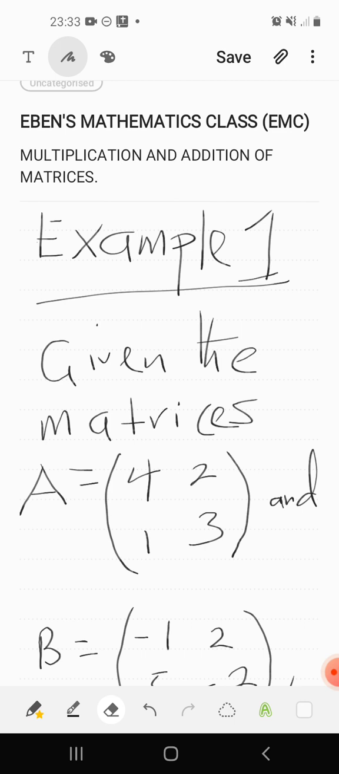Today we are going to look at multiplication of matrices. We have done addition already, so we are looking at the multiplication of matrices.